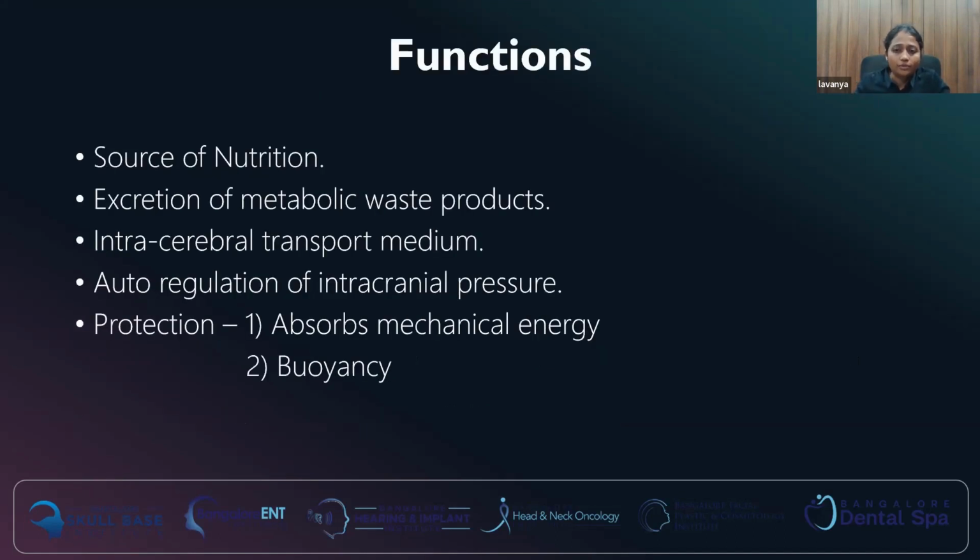So what are the main functions of CSF? It mainly acts as a source of nutrition for the brain. It helps in the process of excretion of the metabolic waste products. It's an intracerebral transport medium. It also acts as an auto-regulation of the intracranial pressure. And one of the more important aspects is the protection aspect, which basically acts by absorbing the mechanical energy in case of any traumatic event and provides buoyancy.